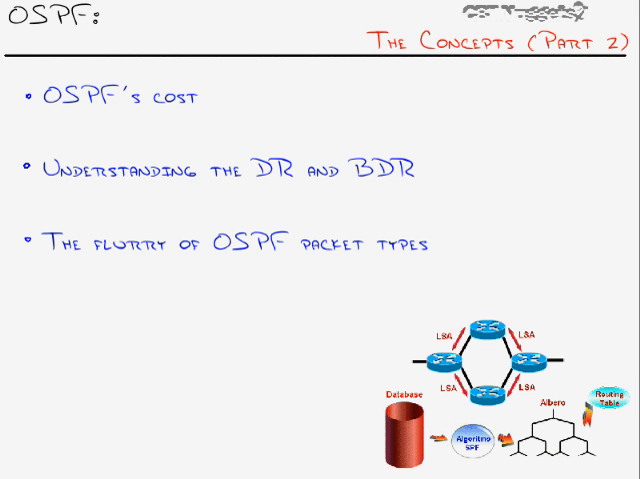We'll start off by taking a look at OSPF's cost, which is how it finds the best way around the network. We'll then look at the key concept of the DR and the BDR, which is going to come back again and again as we look at all the different OSPF network types that it supports. Finally, we'll wrap up by looking at all of the OSPF packet types rather than just the hello and the DBD we talked about in OSPF Concepts Part 1. We'll talk about them all.